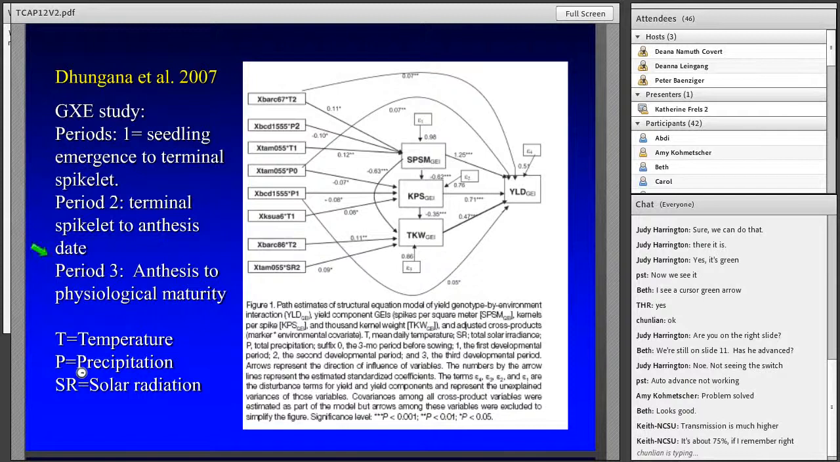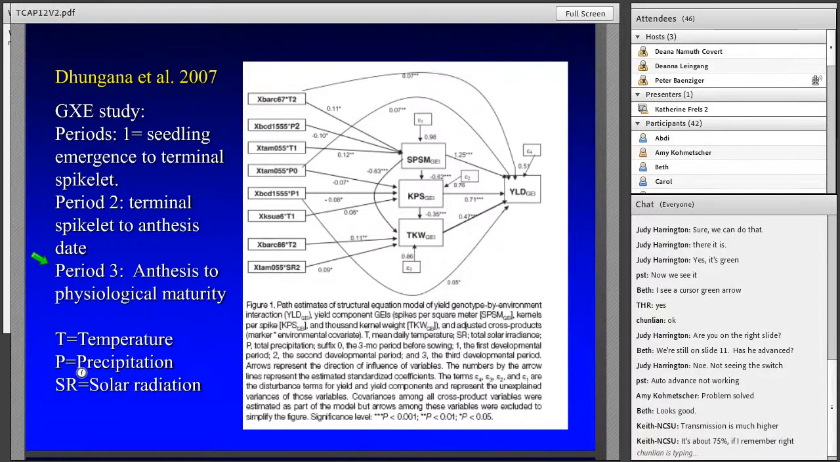Now, why do we worry about terminal spikelet? Because that's the stage which sets the maximum number of seeds you can have in a plant. That's when the spike is actually formed. It's done very early. It's the double ridge stage and the like.